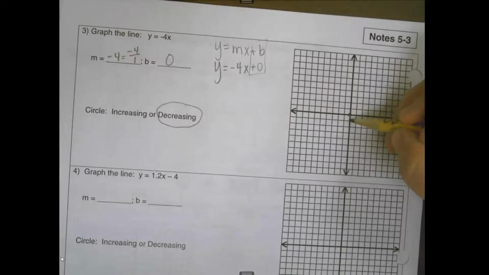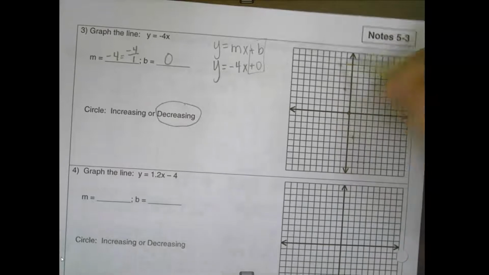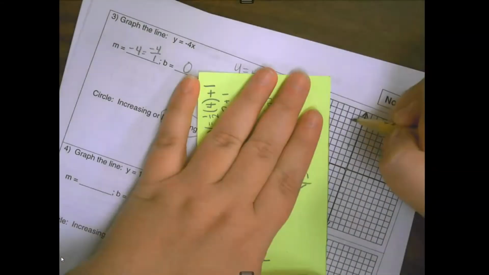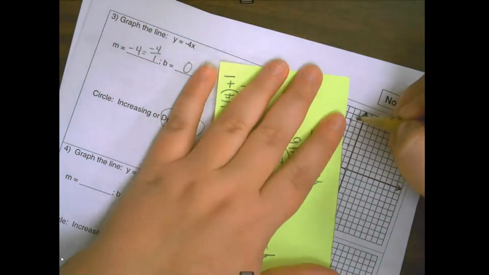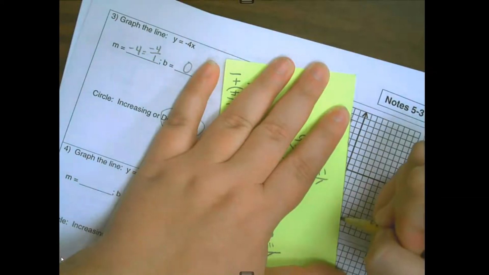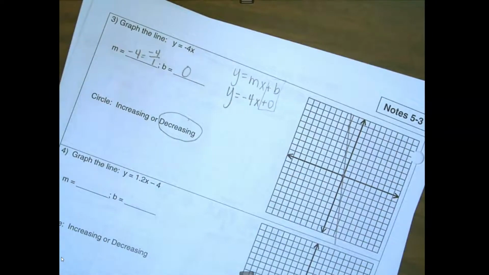So I'm going to go down 4, 1, 2, 3, 4, and over 1. Then I'm going to work it backwards. Up 4, over 1. And graphing usually is better with mechanical pencil because you can be a lot more accurate. So line up my top dot, line up my bottom dot, and draw a line through it.